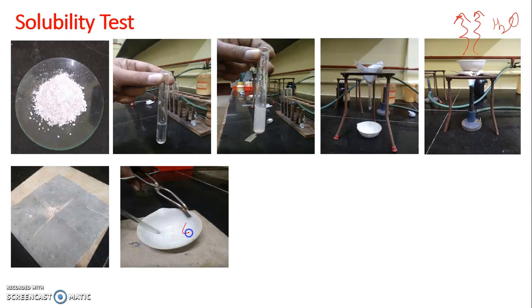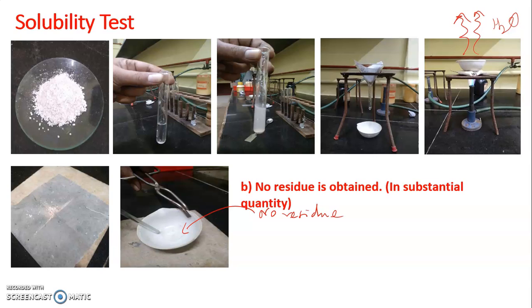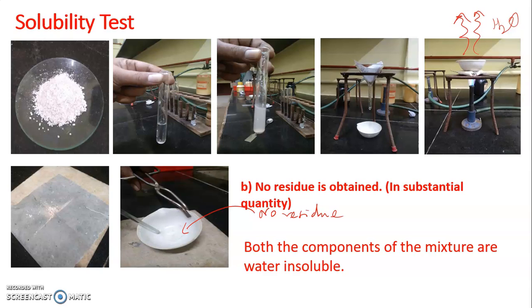Then after evaporation, we will observe what is there in the evaporating dish. So here, no residue. Only water was there, and that got completely evaporated. Means nothing is dissolved in water from the mixture, so nothing is there as organic compound in the filtrate. So our observation will be no residue is obtained in substantial amount, and our inference will be both the components of the mixture are water insoluble.